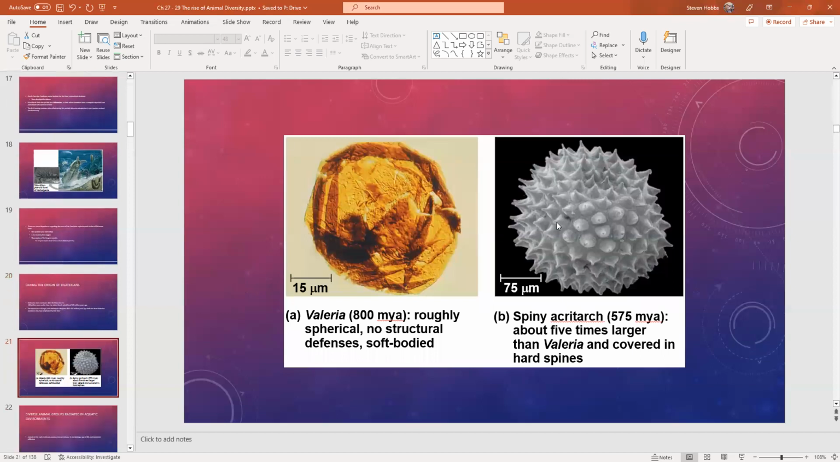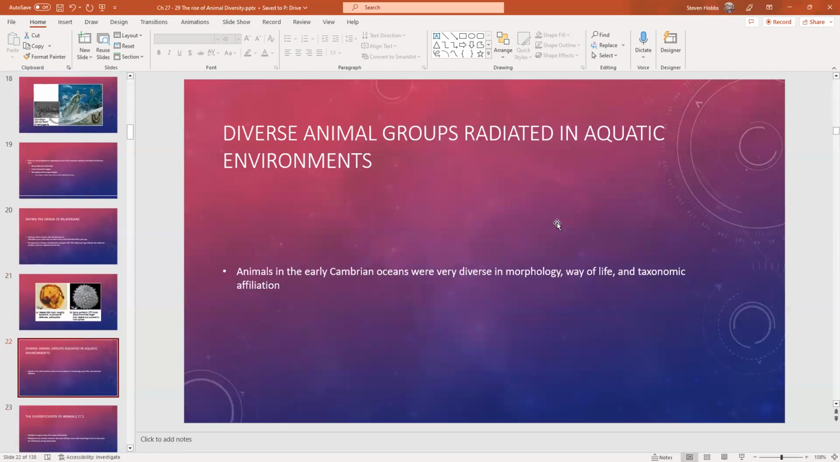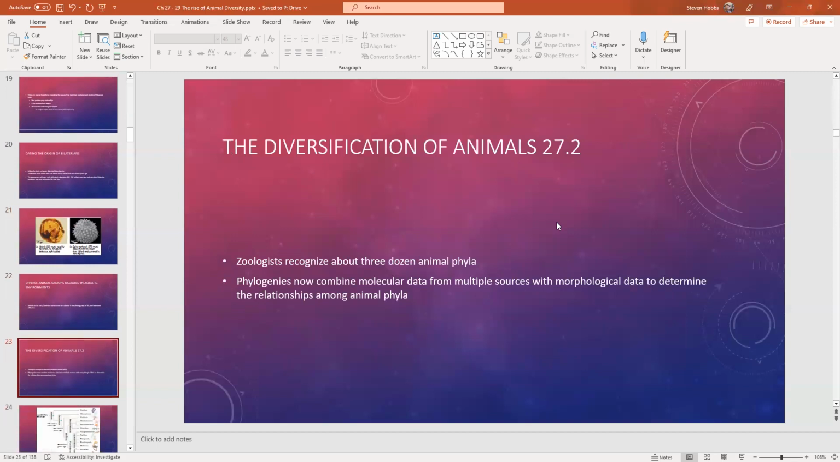So we start seeing these soft-bodied organisms turn into hard spine-covered organisms. The reason why they started becoming bony or hard was for predation. It was for predators. Keep the predators away, and you don't have to worry about it. You're not an easy food group. So animals in the early Cambrian oceans were very diverse in morphology, as we showed just a minute ago. They had a different way of life. They found different types of niches that had never been occupied before, and lots of taxonomic affiliations. So you'll see more taxonomy in just a second.